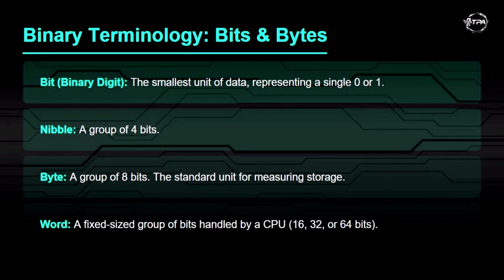Binary terminology. Now let's understand some important binary terms. Bit means binary digit. It is the smallest unit of data. Nibble means group of 4 bits. Byte means group of 8 bits. Byte is commonly used to measure storage. Word means a group of bits handled by CPU such as 16, 32, or 64 bits.